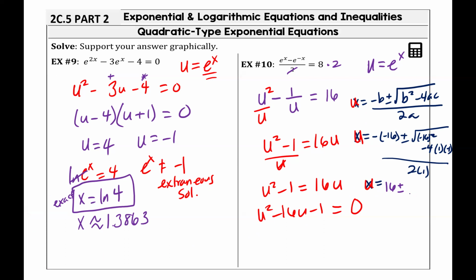Do we have any x's on here? Nope. Wait, what is that? B squared minus 4ac. What is b? -16. What is a? Uno. What is c? -1.